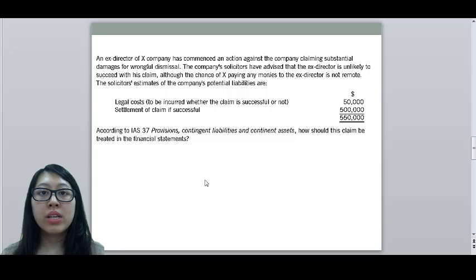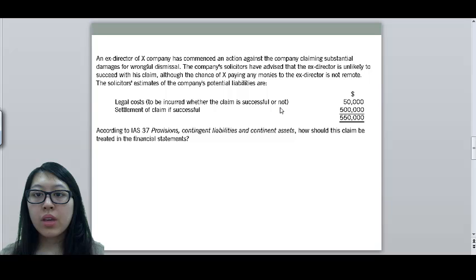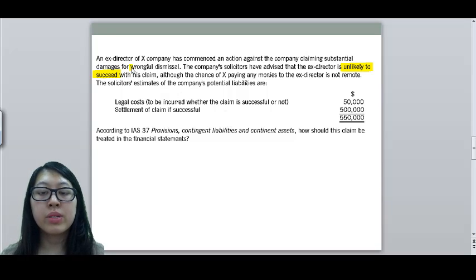Okay, so let's take a look at the vocabulary they have used. In this case, we need to listen to what our lawyers are telling us. They say that the person who is suing us is unlikely to succeed, but we do still have a present obligation because we have conducted wrongful dismissal according to the ex-director, okay? But the chance of us having to pay for any compensation is not remote. So definitely we're going to have to either recognize a contingent liability or a provision.